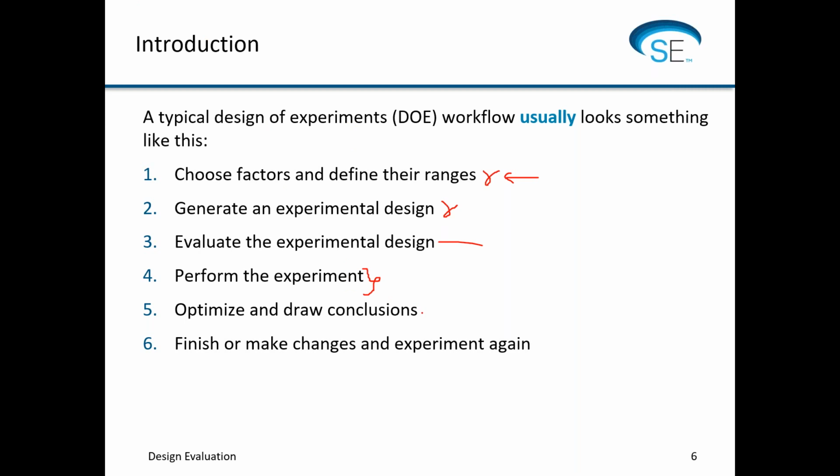Once you've got your data, fit the model, optimize, and then draw any conclusions about, well, we think the optimum is here. Maybe we weren't able to find the optimum, but if we tweak this, maybe we will be able to, and so on. And then finish or make changes and experiment again. So you might be done or you might need to keep working on the DOE. We're going to focus pretty much specifically on number 3 today. We're not really going to do any data analysis. We're not going to do any optimization. We're just going to focus on setting up the design and evaluating it.